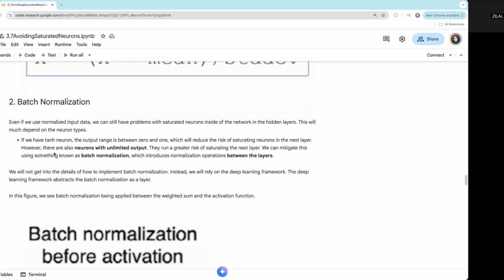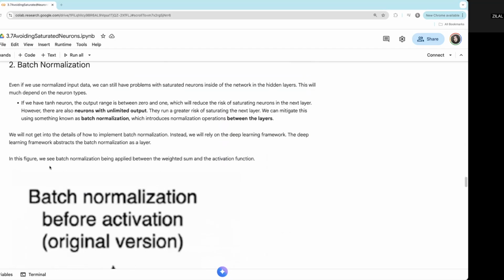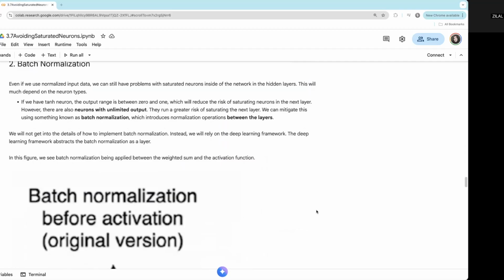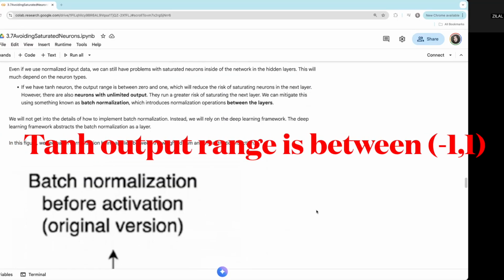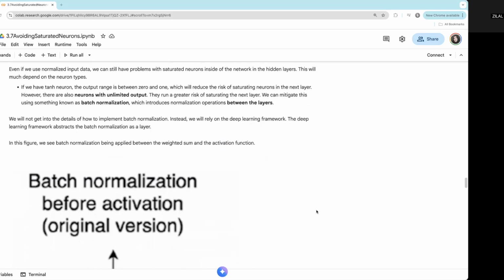The other technique is batch normalization. Even if we use normalized input data, we can still have problems with saturated neurons inside of the network in the hidden layers. This will much depend on the neuron types. If we have tanh, the output ranges between -1 and 1, which will reduce the risk of saturating neurons in the next layer.